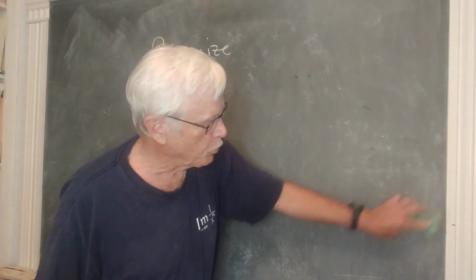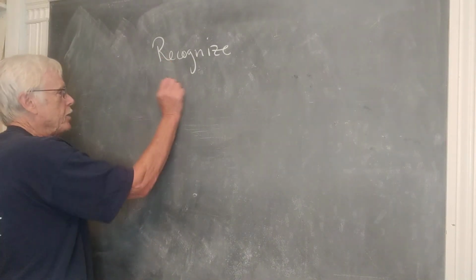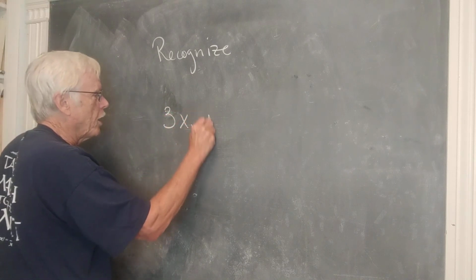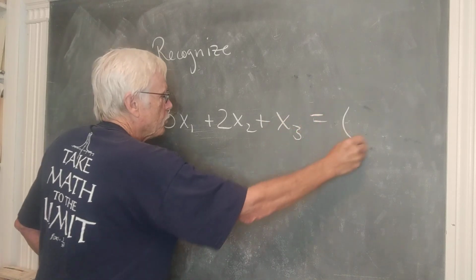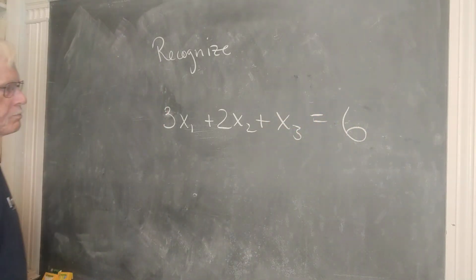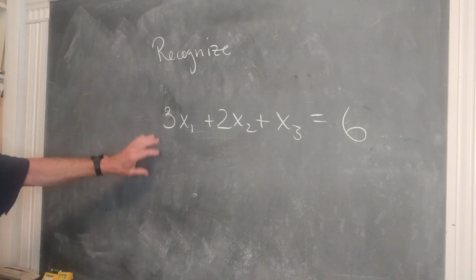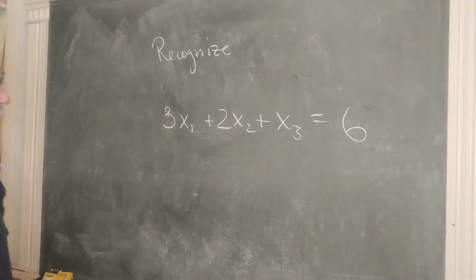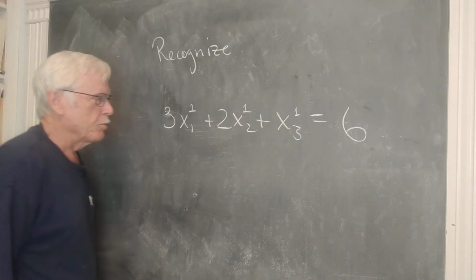We can also have linear equations with many variables, but we could have a linear equation with 3 variables, like 3x1 plus 2x2 plus x3 equals 6. So this is a linear equation. It's got three variables. It only uses the appropriate operations of plus, minus, equal sign, and all of the exponents that appear are 1.